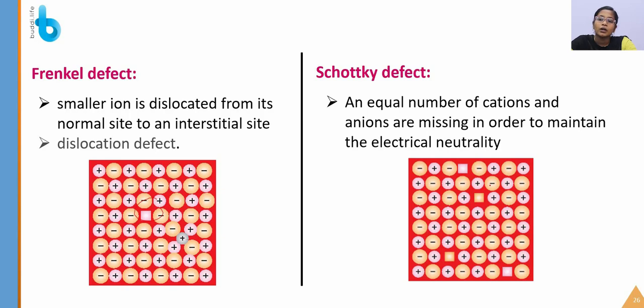be decreased. So vacancy and interstitial defects are mostly shown by the non-ionic solids, whereas the Frenkel and Schottky defects are going to be shown by the ionic solids. Okay, so this is one important point. Frenkel defect and the Schottky defect are going to be shown by the ionic solids.